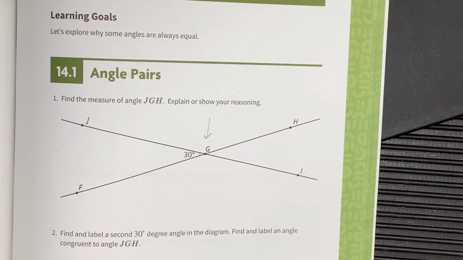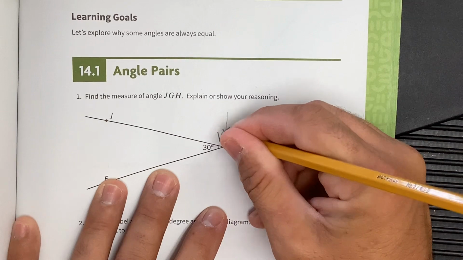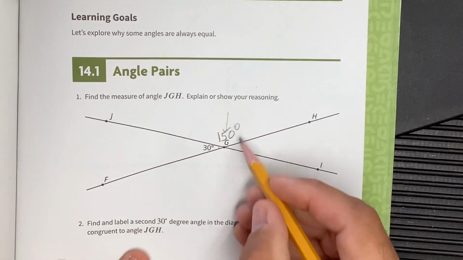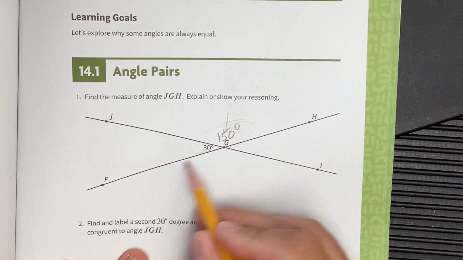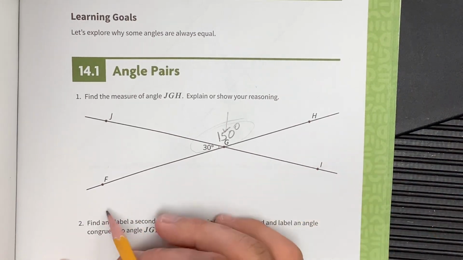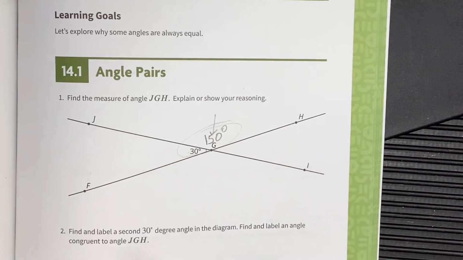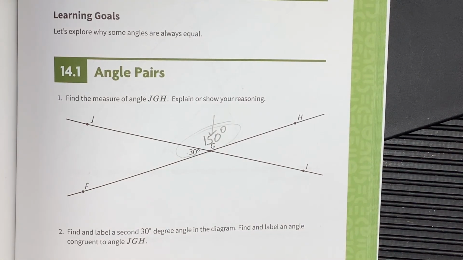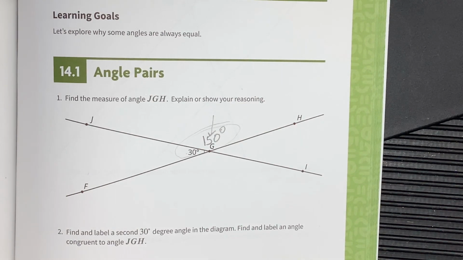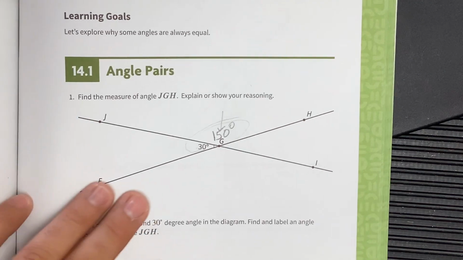Anybody have an idea without measuring what JGH is? Yes. Why? Yes, it is 150 because these two, notice it makes a nice straight angle, right? A straight line makes 180 degrees. So those are called adjacent angles. Angles that are next to each other are called adjacent, just like if I'm walking next to somebody, we're walking adjacent. Okay, 150.